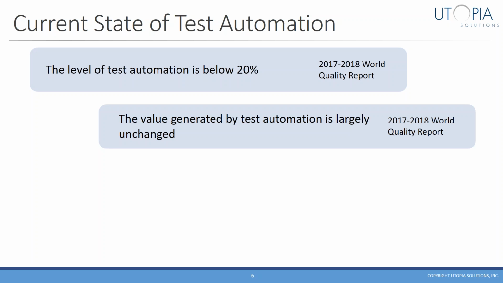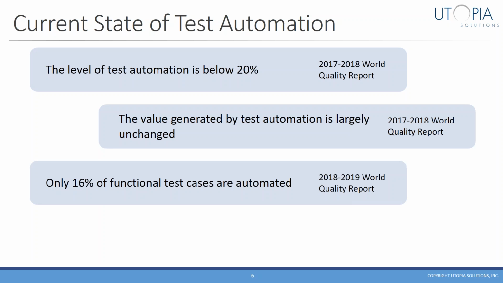The same report also showed that while the level of automation has been on an upward trend, the value that we realize from those efforts has remained largely unchanged. So even as we pour more and more resources into test automation, we're really not getting anything more to show for it.